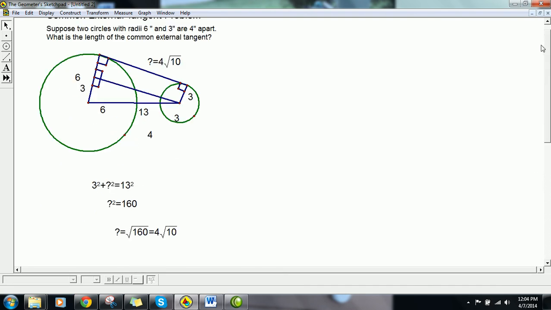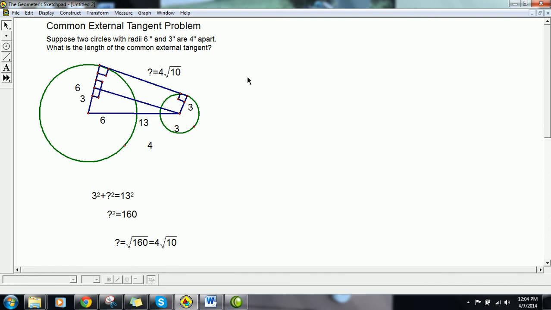The first problem is called an external common tangent problem. They're both pretty tricky, and we'll go through most of those again tomorrow.